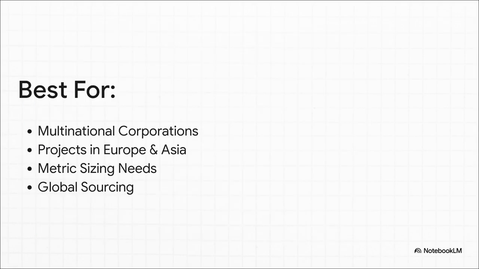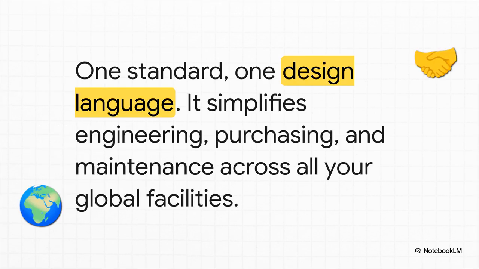This makes ISO the no-brainer choice for multinational companies. If you're building a new plant in Europe or you're sourcing parts from Asia, sticking to ISO standards just ensures that everything is going to fit together perfectly, regardless of where it was made. And that is the real beauty of ISO. It's all about consistency. You get one standard, one design language, and one set of expectations for all your operations. It just simplifies engineering, purchasing, and maintenance on a global scale.